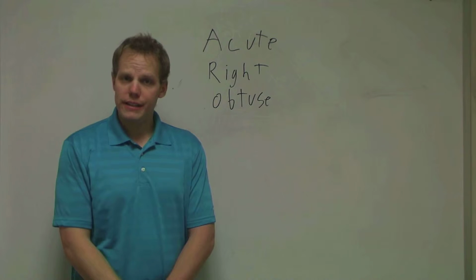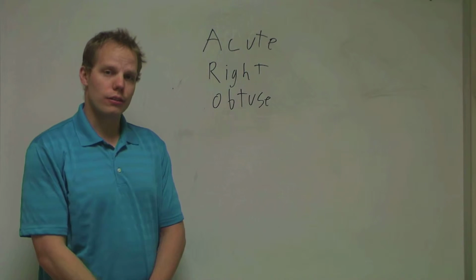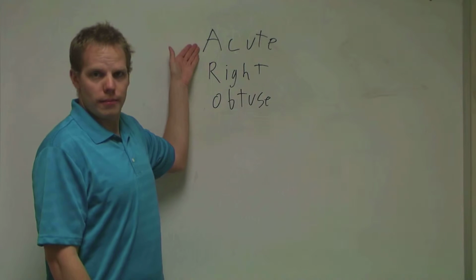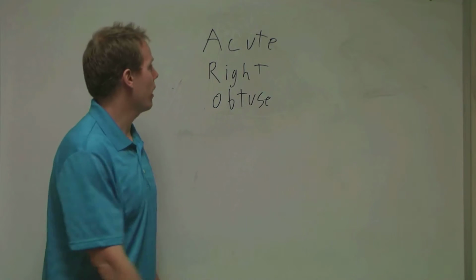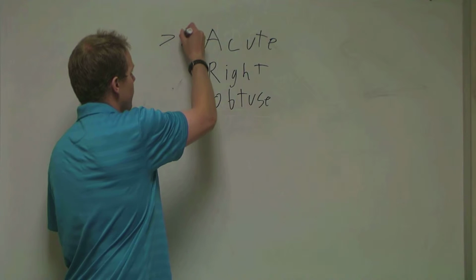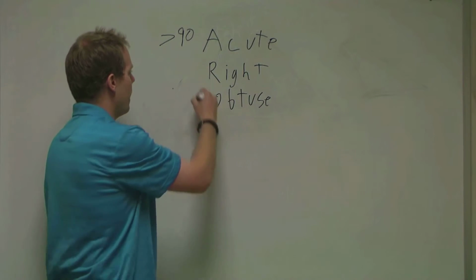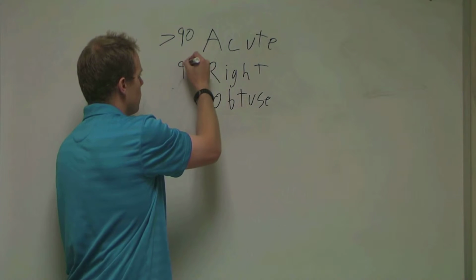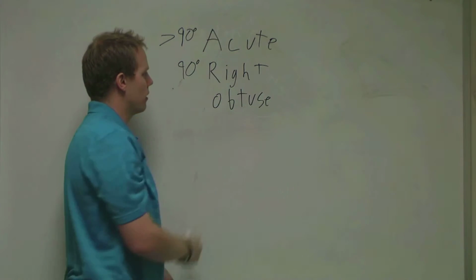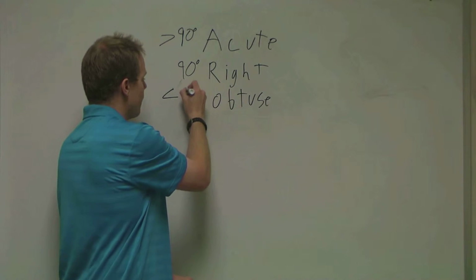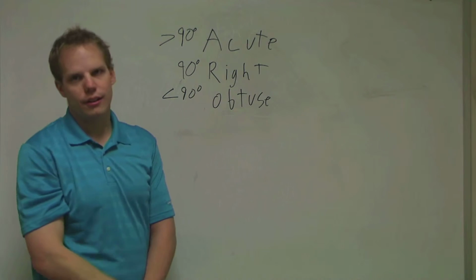Before we go any further, let's talk about the types of angles that you can find in triangles. You have three types of triangles: acute, right, or obtuse. Acute means that all the angles in the triangle are less than 90. Whereas a right means that it has one angle that is 90. And obtuse means that it has one angle that is greater than 90 degrees.